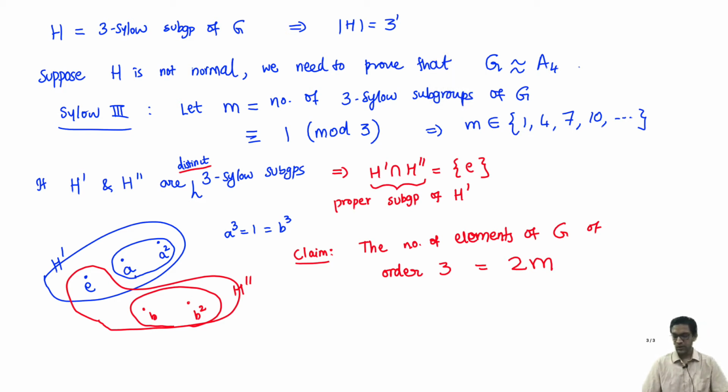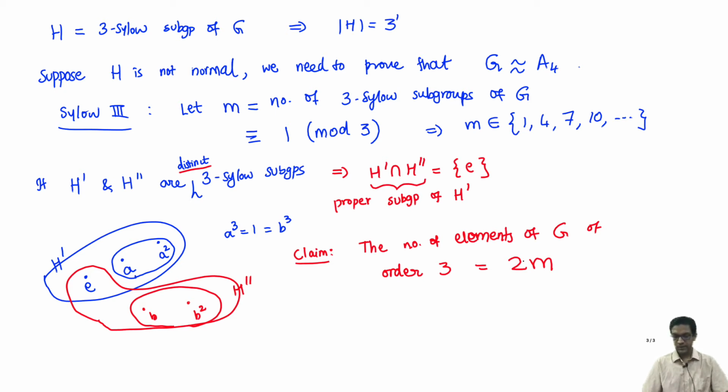Why is this? On the one hand, we have just said that if I take a 3 Sylow subgroup, it contributes 2 elements of order 3, and these elements are all distinct. If I take two different 3 Sylow subgroups intersecting each other, I get 2 elements of order 3 from one, and 2 other elements of order 3 from the other subgroup. So it's clear that there are at least this many elements of order 3 in my group.